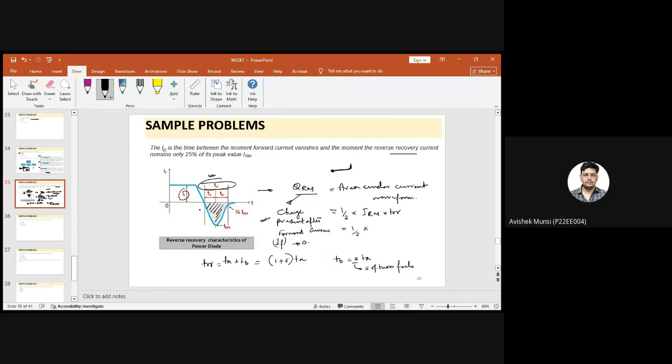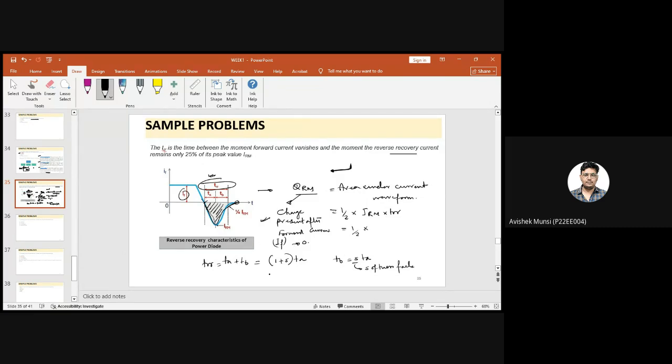That means how softly it is able to come back into its original state. After zero, it is not zero. Whenever it comes down to zero, it is not zero. After a certain time, it will come back to zero. So this is the time which you require for coming back to zero. This is the reverse recovery time.